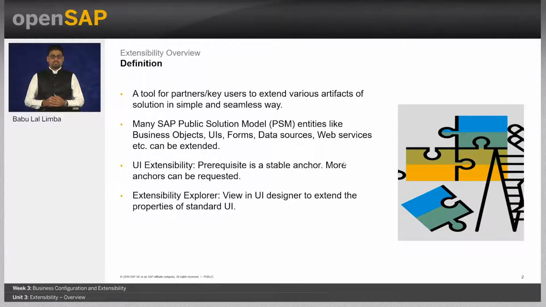Let us talk about the extension of UIs, as these are the major objects where extensions are done. User interfaces are built and extended in the UI Designer tool that is integrated with Cloud Application Studio for you. UI Designer provides a view called Extensibility Explorer to allow extensions. To extend a particular section on standard UIs, we need stable anchors on it, which are provided by SAP. If you do not find an anchor on the area which you want to control, you can raise an incident to SAP and request for the same. Once the anchor is there, the Extensibility Explorer view in the UI Designer allows you to extend the user interface.